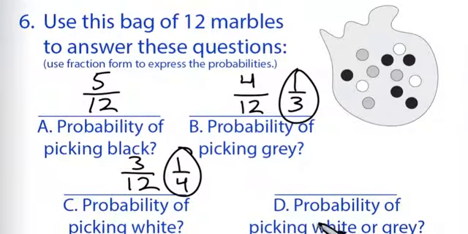And for 6d, what's the probability of picking white or gray? So in a situation where we're asked the probability of picking more than one thing, we just add up those 2 things. So we add up the gray marbles and the white marbles. We have 1, 2, 3, 4, 5, 6, 7. So there's 7 white or gray marbles. So our top number is going to be 7, and the same number for the total possible marbles to pick out of. 7 over 12 is the probability of picking white or gray.